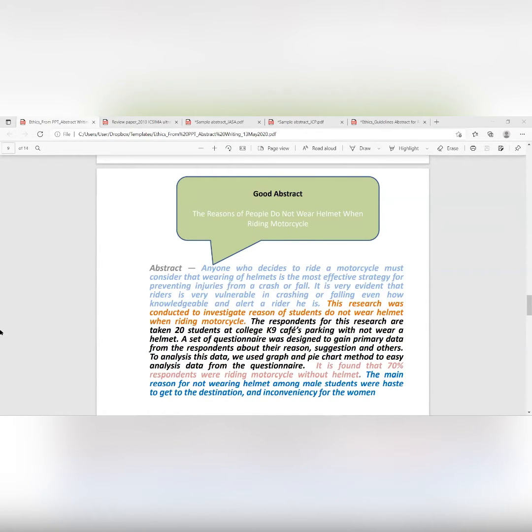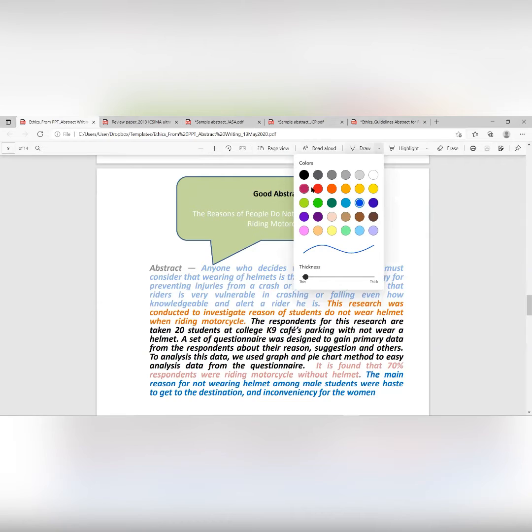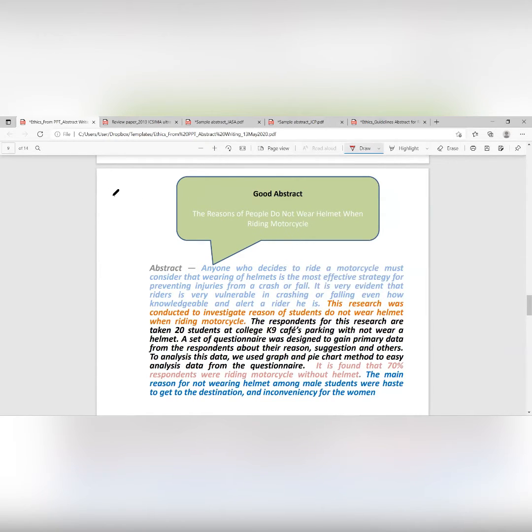Okay, so for the first abstract, abstract number one. If you read from the title of the project, the student wants to know the reason people do not wear helmet. That's the purpose of that. Why? You want to know what are the reasons people do not wear helmet. Well, in fact, it is mandatory for you to wear helmet.